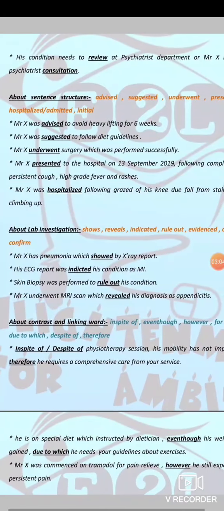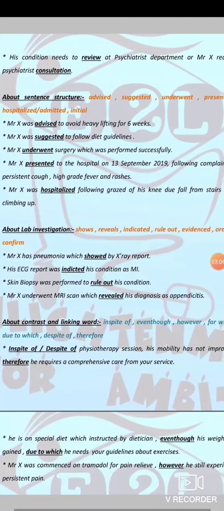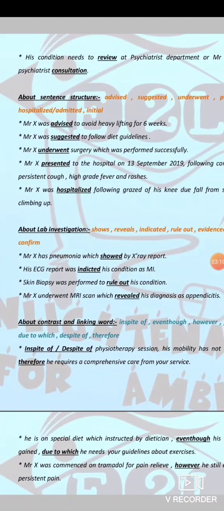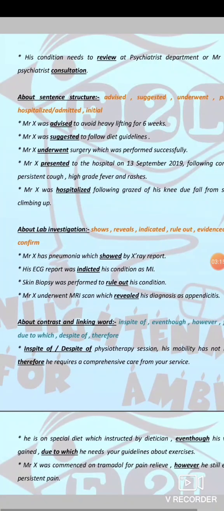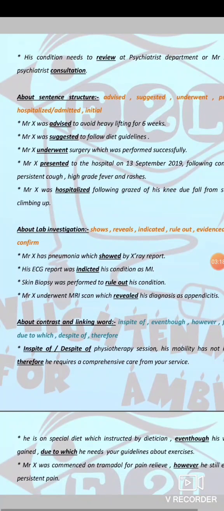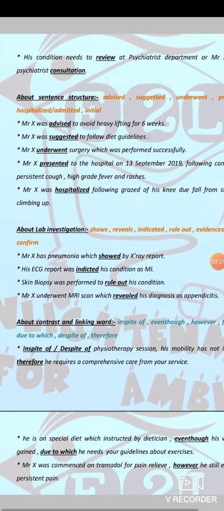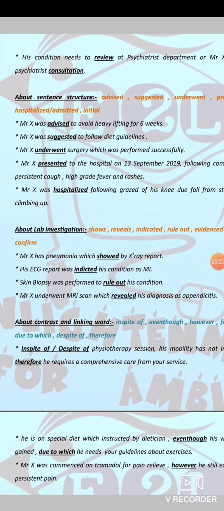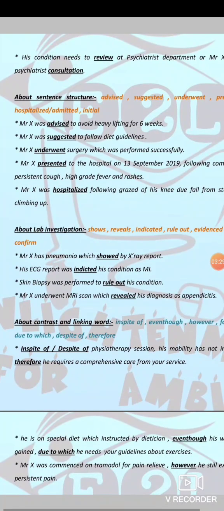About lab investigation, the words are shows, reveals, indicated, rule out, evidenced, order, and confirm. Shows you can use when you are writing for X-ray or MRI. No need to get confused. Shows means something they are showing you as a film. So if you are writing about an X-ray film, or an MRI or CT scan film, then you can write shows or showed.